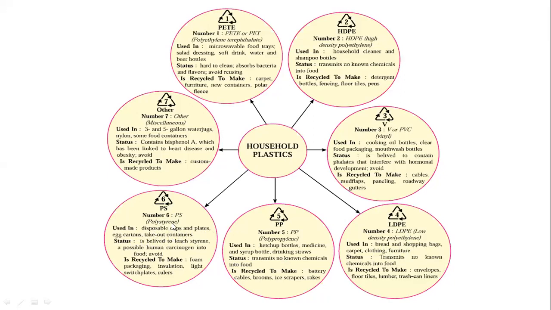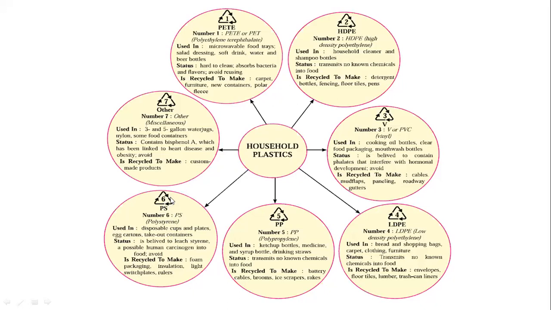Takeout containers means the parcel food which is given in those containers. This polystyrene, the number 6 RIC code, is present on the cafeteria tray.